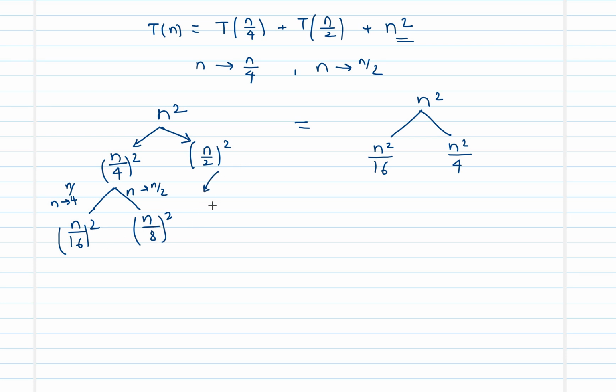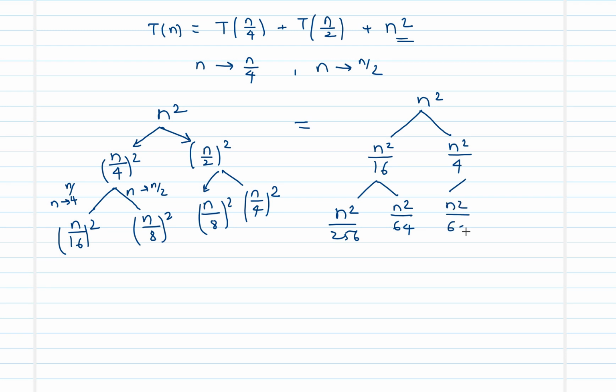And for this one also, when I replace n by 4, it is n upon 8 whole square, and this one is n by 2, it is n upon 4 whole square. So now these terms become: n upon 16 whole square is n square by 256. Then here it is n square by 64, since the square of 8 is 64. This is again n square by 64, and this is n square by 4. Now the same process will continue.